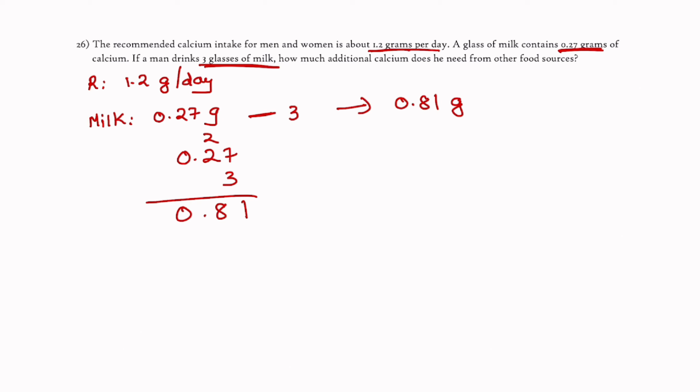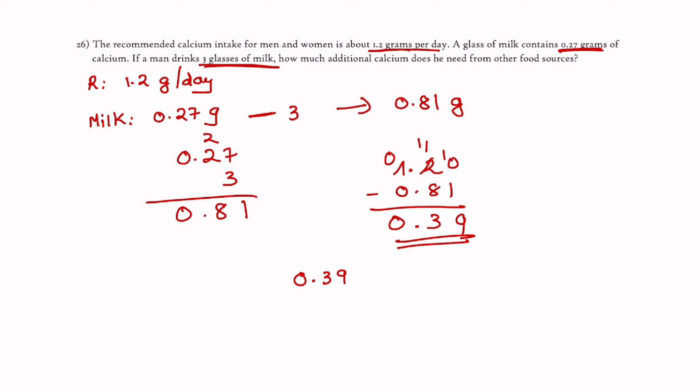How much additional calcium does he need from other food sources? The total one needs is 1.2, and the milk is giving 0.81. You know it's subtraction, right? That's how you will know how much more you need. Those words are telling you what you have to do. So that's 0.39. If the person drinks 3 glasses, the person still needs 0.39 grams from other food sources.